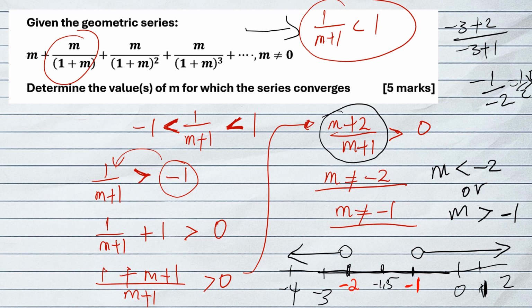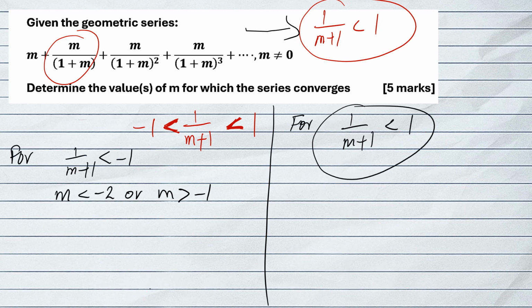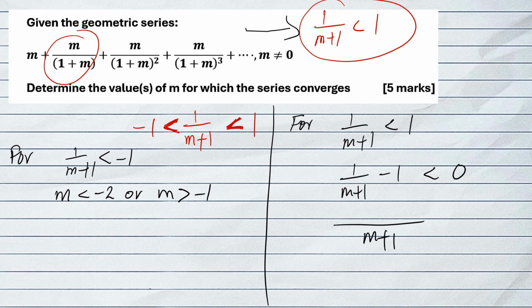Now let's check those that will be valid for 1 over m plus 1 less than 1. Okay, so we're going to take 1 to this side. So we have 1 over m plus 1 minus 1 must be less than 0. Lowest common denominator m plus 1. We multiply by our lowest common denominator to each term. So here we'll have 1 minus 1 into m plus 1, less than 0. So we have minus m minus 1 plus 1, which is 0. So it's just minus m over m plus 1 less than 0.